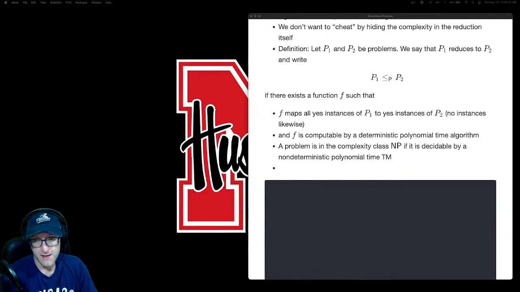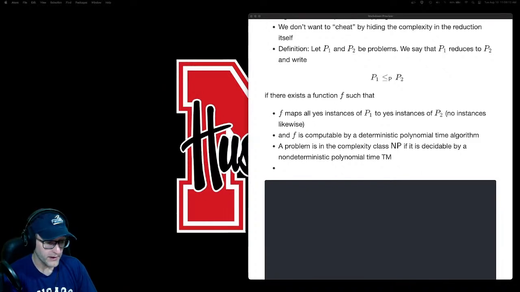That's the same definition of P. It's just that now we're endowing our Turing machines with the power of non-determinism, the power to guess a solution. You still verify it in deterministic polynomial time, and then the machine itself accepts if any computation path accepts.